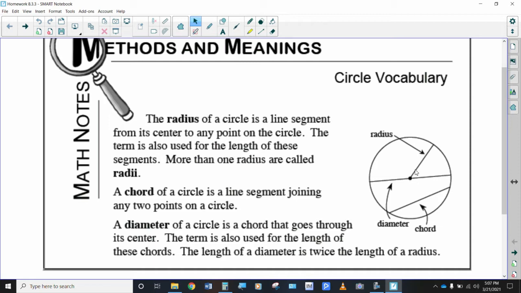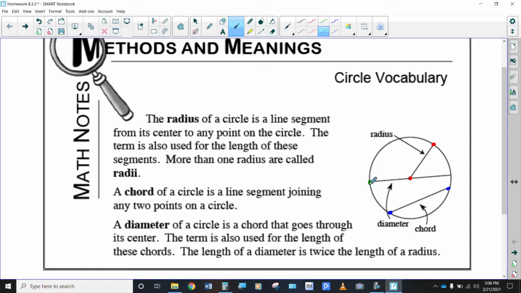Now, a chord is different from a radius. While the radius has two endpoints, one of them is at the center point of the circle, and the other endpoint is on the circle itself. With a chord, the two points are both on the circle. Okay, so any chord would have endpoints on the circle itself. So the radius is not an example of a chord.